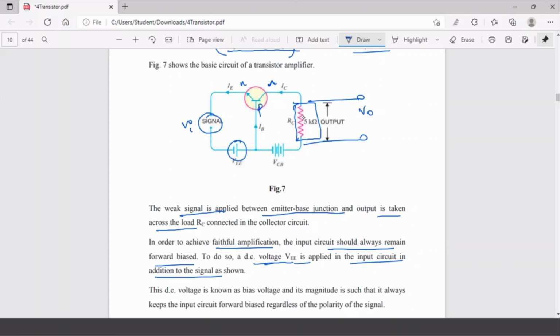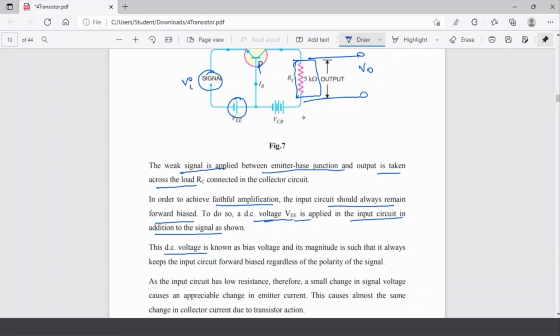So this DC voltage VEE, since it is used to keep the PN junction in the forward bias condition, is known as the bias voltage, and its magnitude is such that it keeps the input forward biased regardless of the polarity of the signal. The polarity of the signal may be plus minus or minus plus. Whatever the signal polarity, this VEE will keep the PN junction diode between emitter and base in forward bias. They should always be in forward bias condition, and that is maintained by this VEE. I hope that is clear.